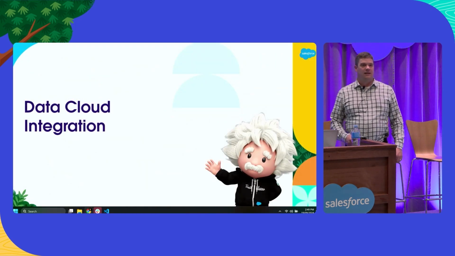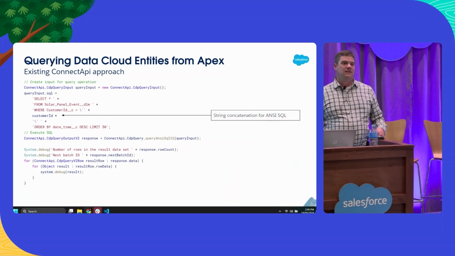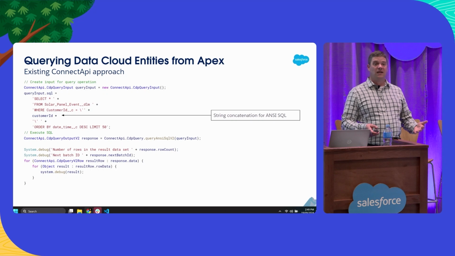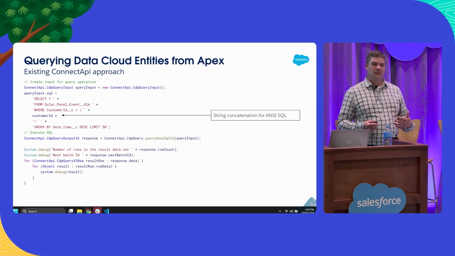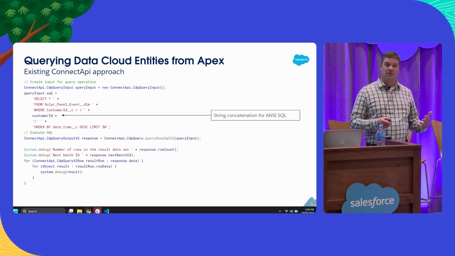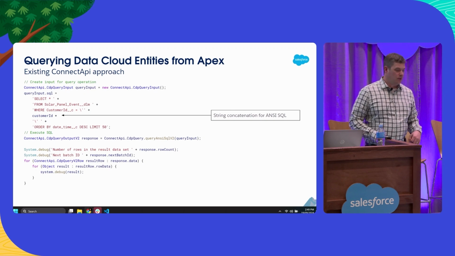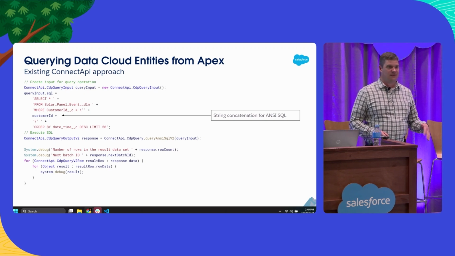Right, from that, let's transition to what we're doing for Data Cloud integration in Apex. Previously in Apex, if you wanted to pull data back from Data Cloud, you would have had to do it through the Connect API. That is still an option, and it still has some pluses and minuses. But at the basic level, you create a SQL, not a SOQL, query, and you pass that to Connect API. Now that has some downsides.